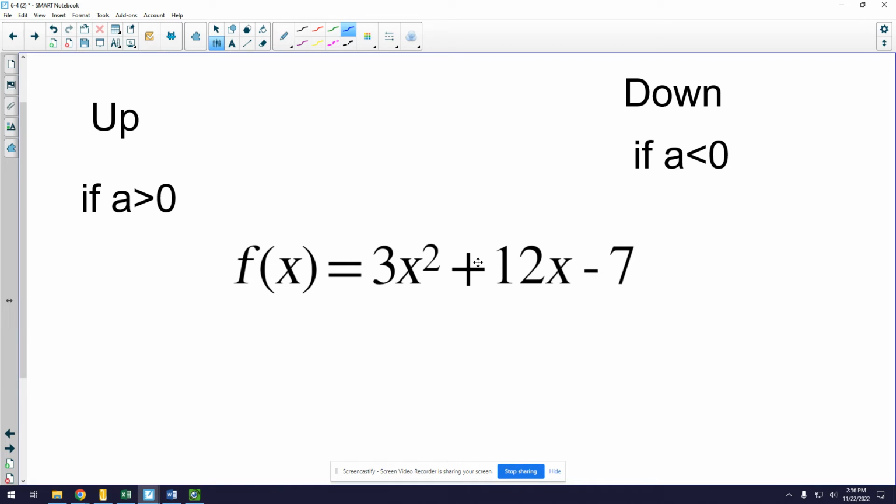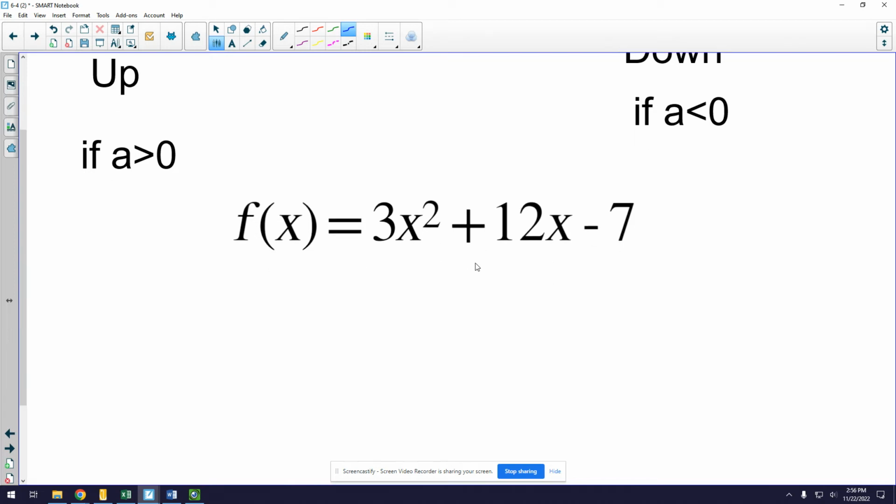End behavior is talking about when your graph is going left, what's happening, and when it's going right, what's happening. So if your graph is opening up, it looks something like this. And if it's opening down, it looks something like this. So when I'm left, I'm going up. And when I'm right, I'm going up. Whereas over here, when I'm going left, I'm going down. And I'm right, I'm going down.